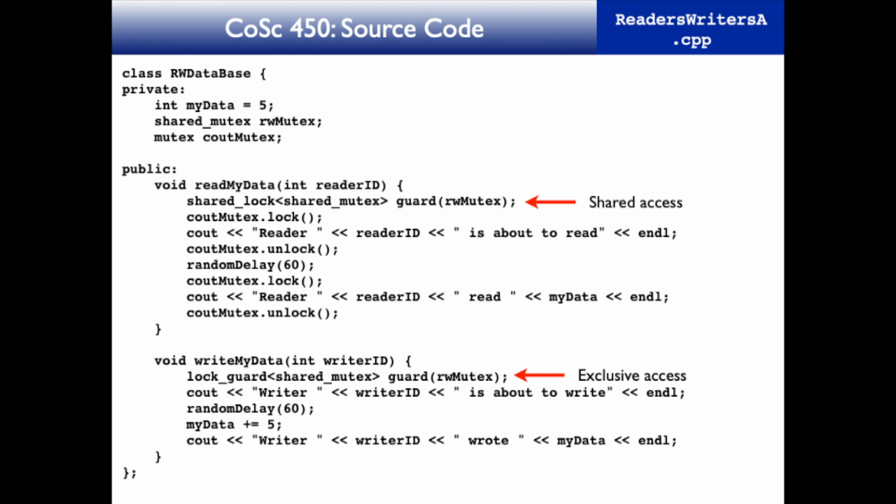And then for the write my data, which takes a writer ID as a parameter, we have the lock guard, but this time instead of a shared lock, it is a lock guard, which means that the writer has exclusive access to this method. And then we have an output statement that says writer is about to write, and then a little random delay, and then the writer increases my data by 5 each time, and then we output writer wrote, and we report what the writer wrote.